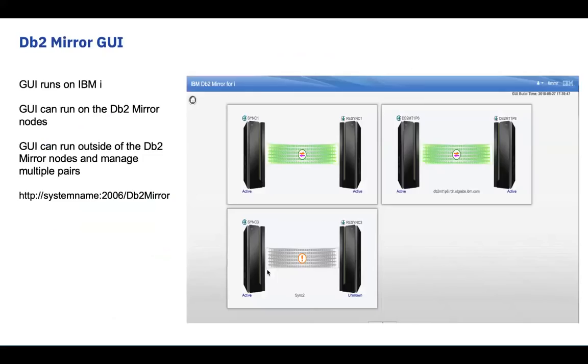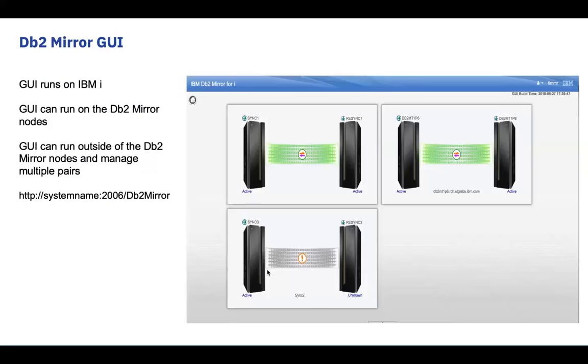So there were some questions about the GUI. All the pictures I've been showing are pictures of the actual GUI. The GUI runs on IBM i using 100% IBM i technology, and we don't support any other types of platforms to run the GUI. There's a couple different ways you can approach the GUI itself. One is you can go to one of the LPARs within the Db2 Mirror pair itself.